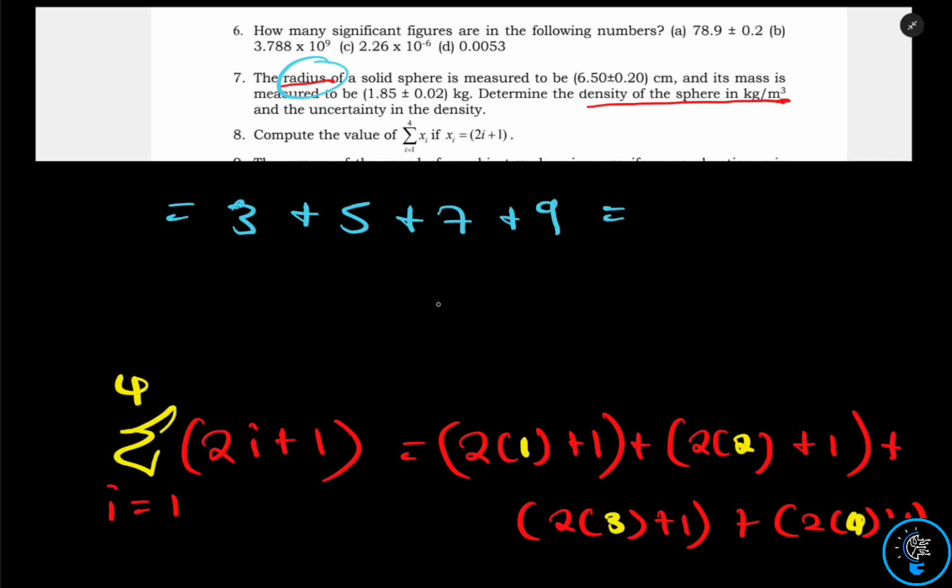Then from there you can say you add. So we are saying 3 plus 5, that's an 8, plus a 7, plus a 9. And you're going to get a value of 24 as your solution for this particular question. Okay, so this one is very easy. Let's go to question 9.